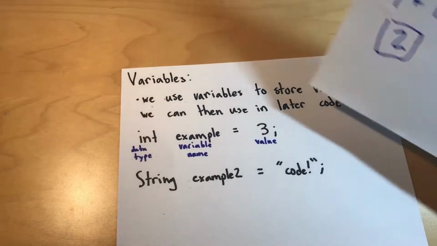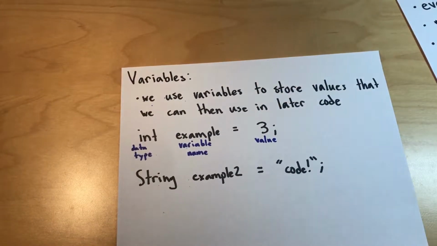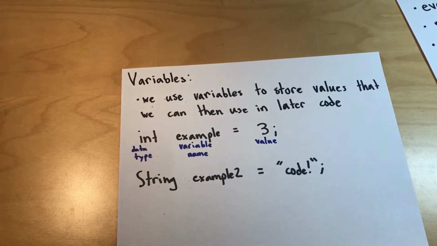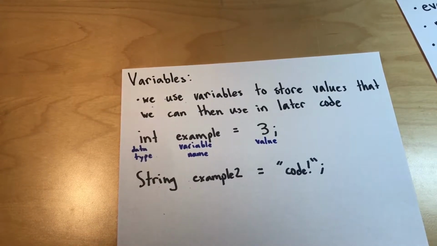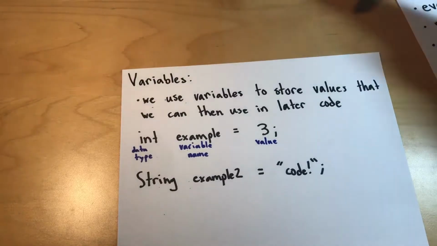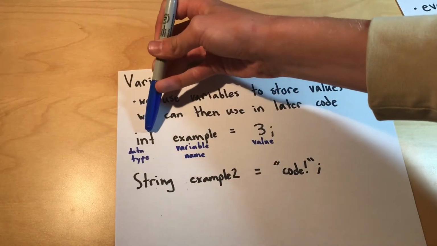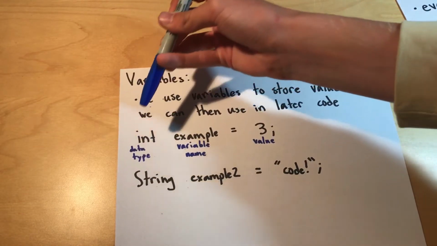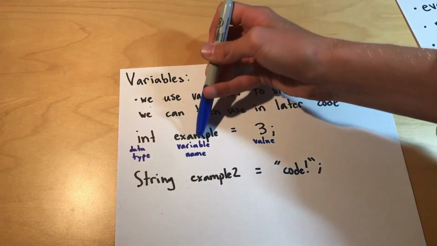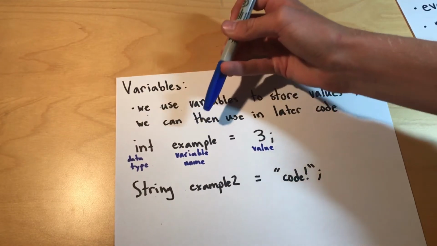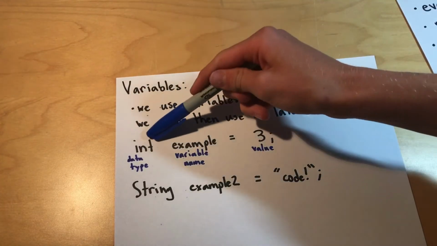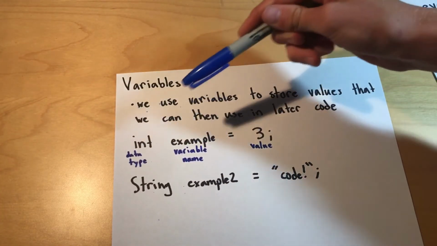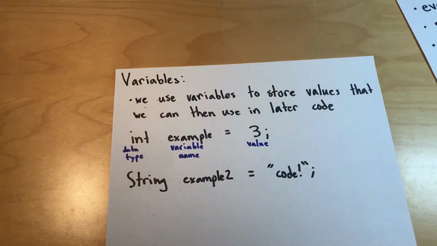Now, for variables, we use variables in our code to store values that we can then use later on. Here's how we initialize a variable. Here, we start with the data type, an integer, Boolean, string. Then we give it a name that we want to refer back to it later in the code, equals a certain value. Here are 2 examples. For an integer, there, string, example 2.